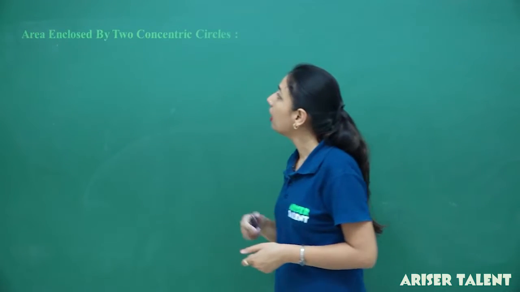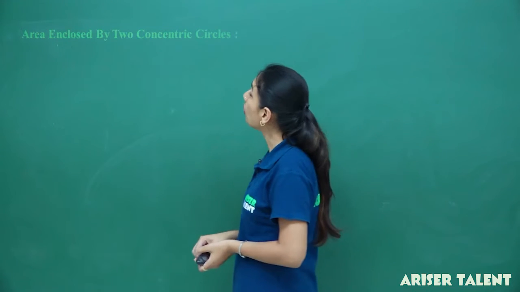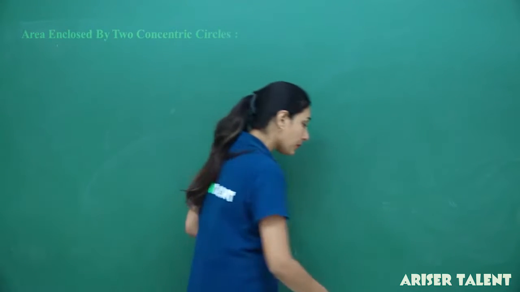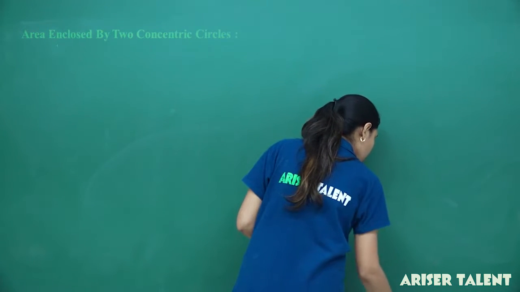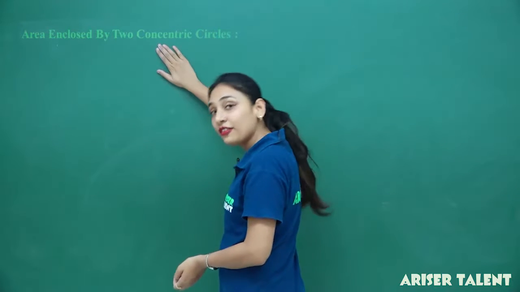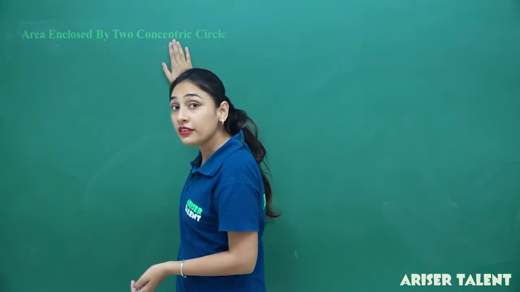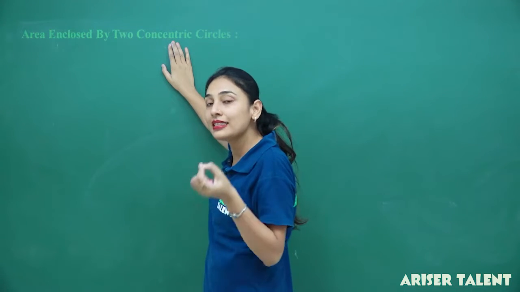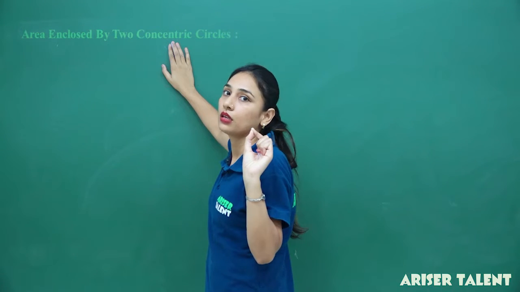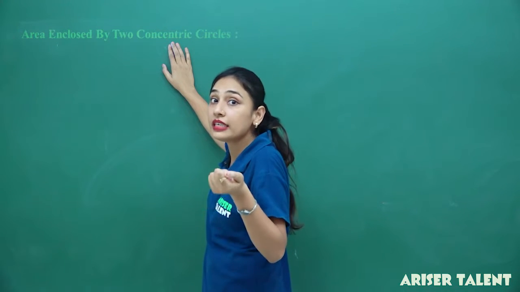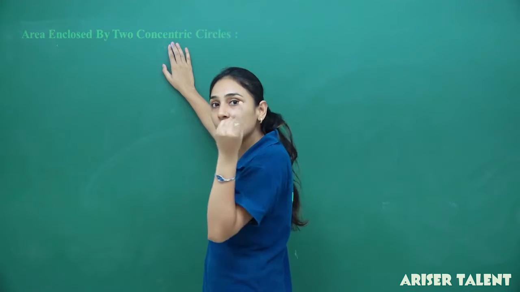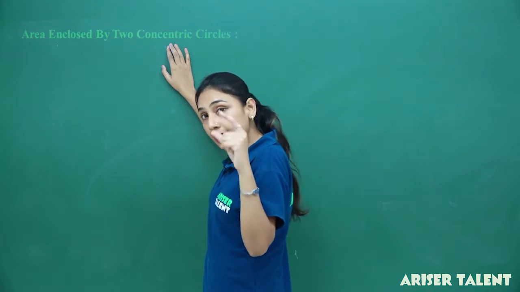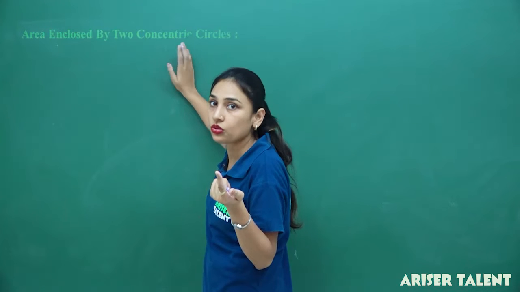Now we'll move forward. So, area enclosed by two concentric circles. Okay, so I'm having two circles, students. Concentric circles. Okay, so now what are concentric circles? Two circles whose center is the same, but radius is different. Because if the radius is the same, the circle will be only one. Okay, it will be overlapped. So the radius is different, but the center is the same. So, concentric circles.